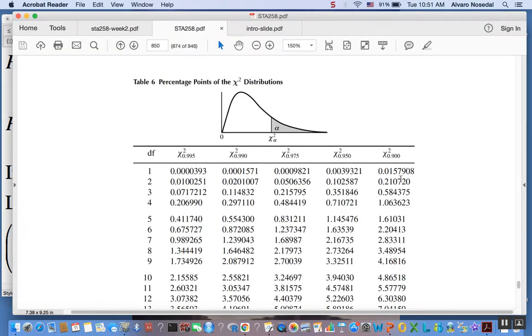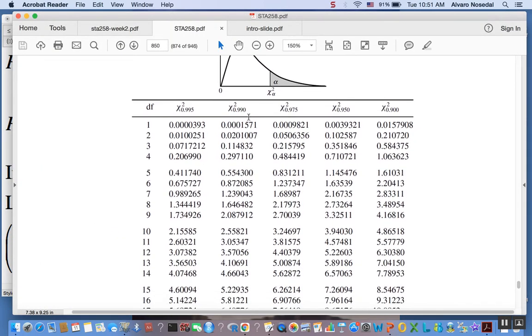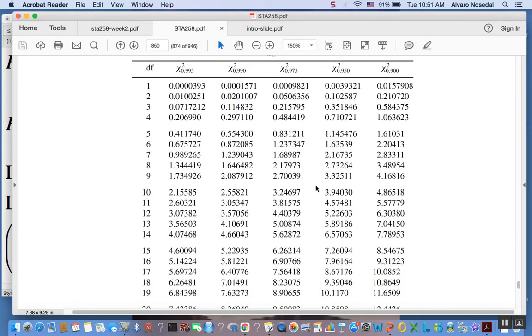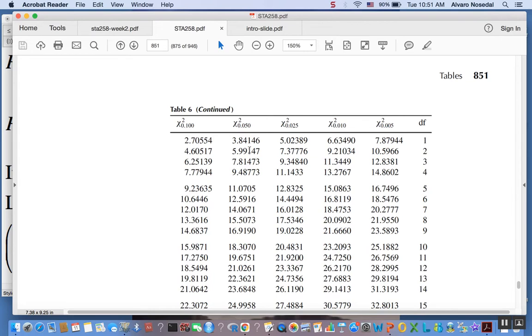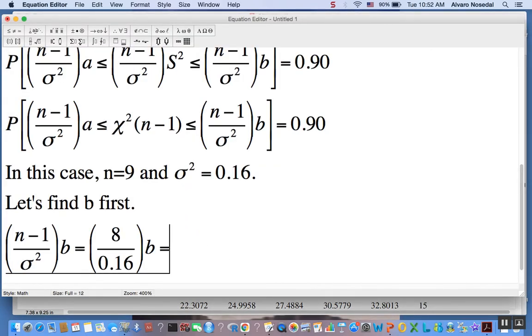So let's go to the next page, because we are looking for 5%, or 0.05. That would be the alpha that we want. This number is such that the area to its right is 5%, but we need 8 degrees of freedom. So in our case, our number is this one. Make sense? So from our table, what we have is 15.5073.